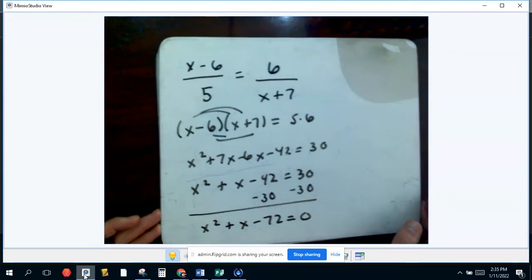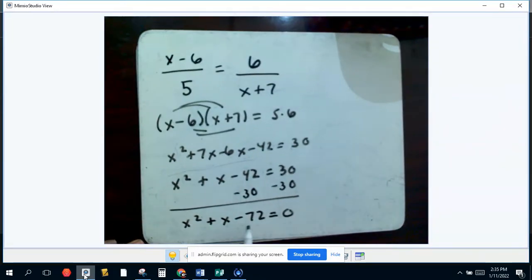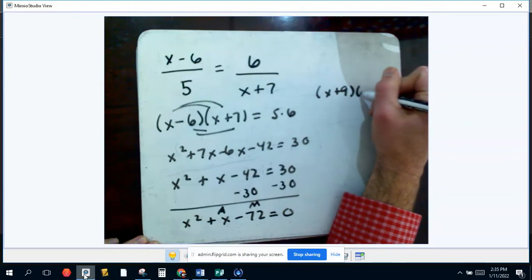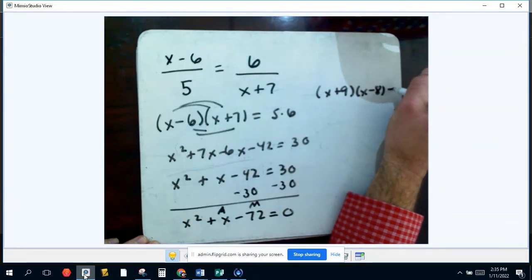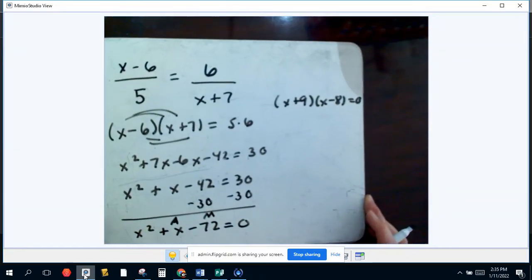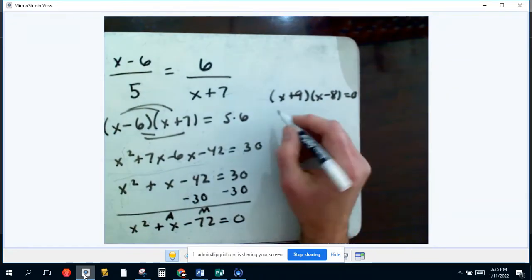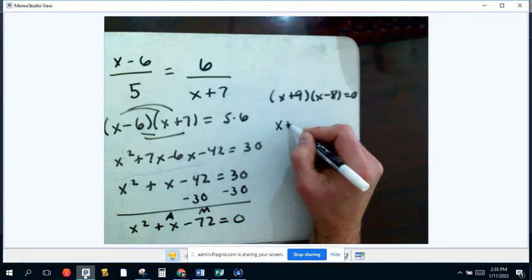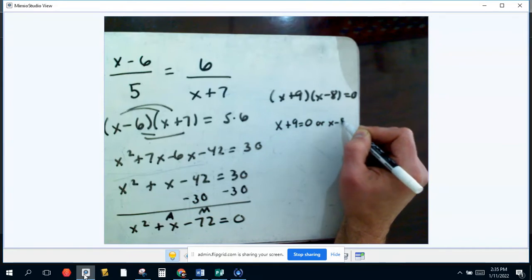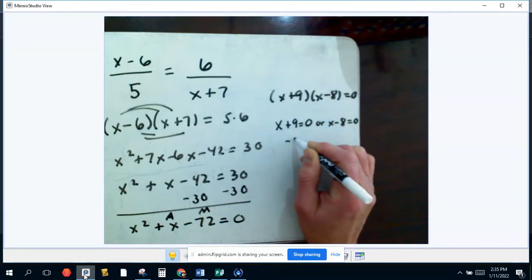Now we want to factor it. So what are numbers that multiply to give you negative 72 but add to give you 1? Well, that would be plus 9 and negative 8. So x plus 9 and x minus 8. Now you set each of these equal to 0 and you solve.